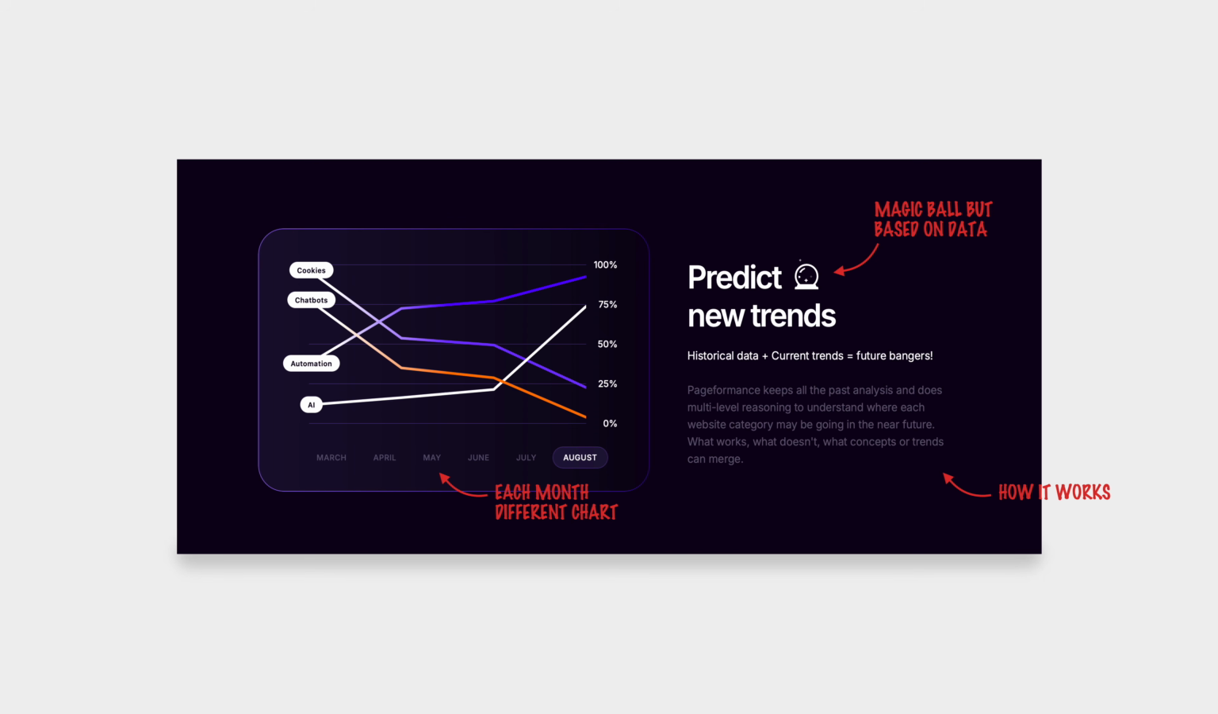In the visual, the months switch automatically every few seconds, showing a completely different chart. So you see some trends going up and some going down, which explains that you can use the historical data and the current trends to predict what possibly can happen in the future, and this platform helps you with it.